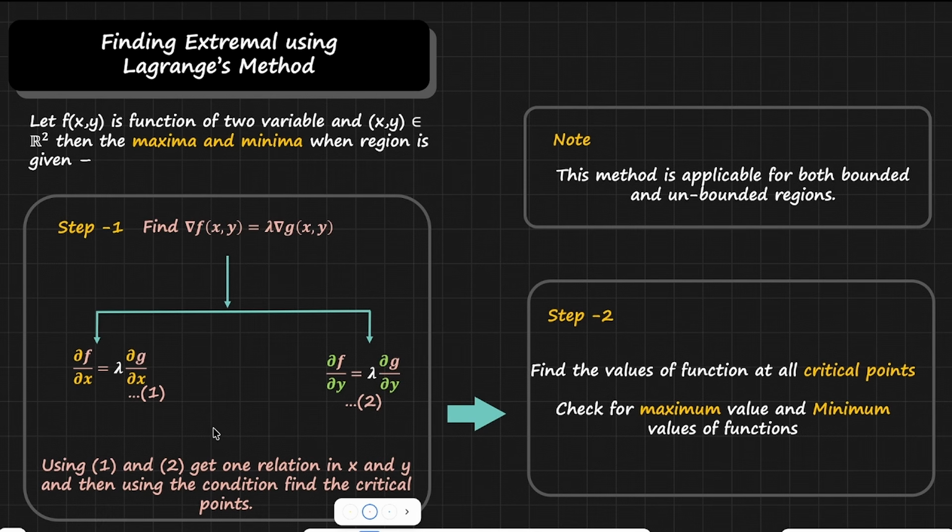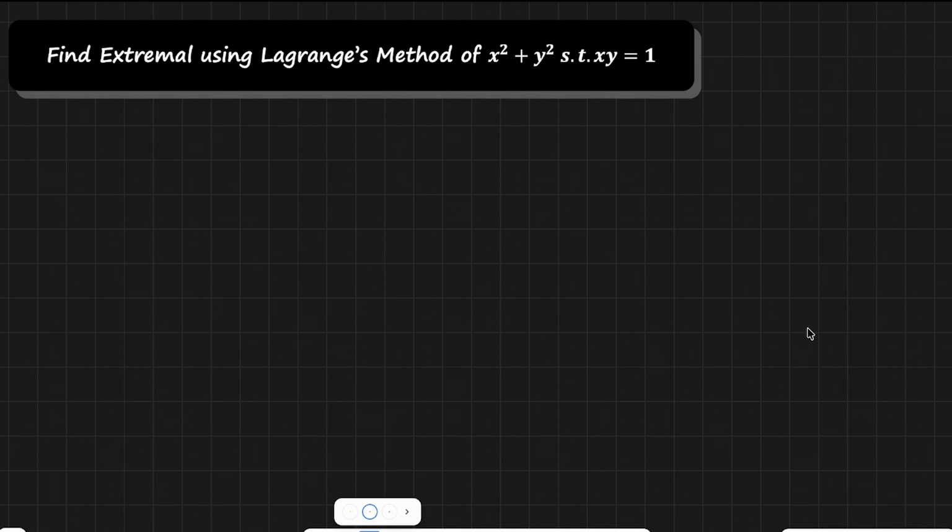That's it. Now again, after finding the critical point, find the value of the function at the critical point and then decide which one is maximum, which one is minimum. Let's start with one problem. Okay, this is the question.